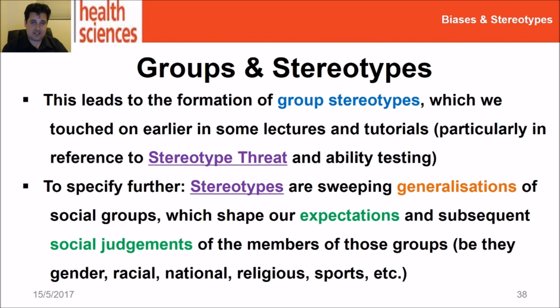So this ties in with some of the material we've already talked about in relation to stereotypes. When we were talking about ability tests, we talked a lot about stereotype threat back then, and how being aware of stereotypes about a group that you belong to can cause you different forms of anxiety and impair your performance. Just to hammer in the final details of that, so that I'm not leaving it hanging. Stereotypes, when we talk about them broadly speaking from a psychological perspective, are sweeping generalizations of social groups which shape our expectations and subsequent social judgments about them, be they groups determined by gender, racial background, nationality, religious groups, etc.